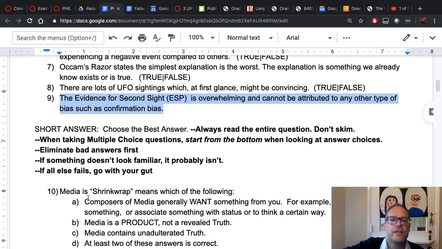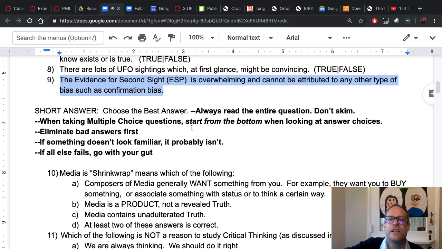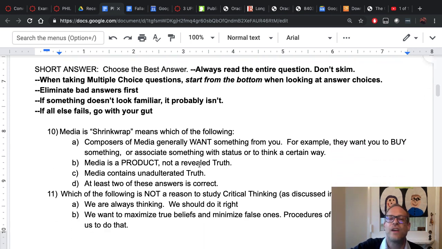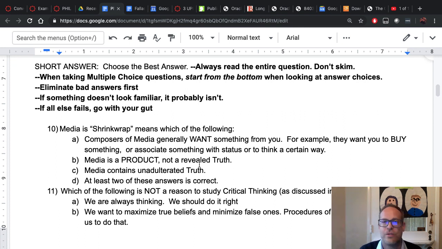All right, short answer, a couple of things. Always read the entire question. Don't skim it because I may be doing a little trick. When taking multiple choice questions, start from the bottom. Eliminate bad answer choices first. If something doesn't look familiar on my exam, it probably isn't. And if everything else fails and you really don't know, just go with your gut. You may be right.